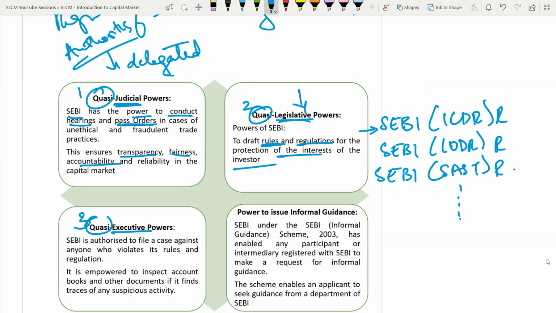Third one is quasi-executive power, whereby it has the authority to file a case against anyone who is violating the rules and regulations, right? So it has the power to inspect any documents and trace any kind of suspicious activity in the interest of the investors.